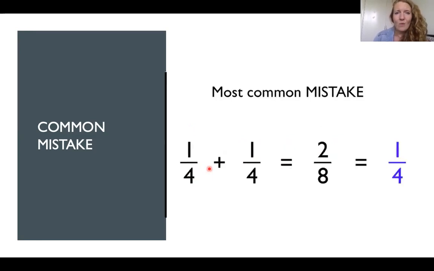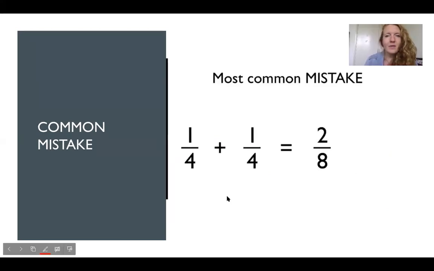The reason why this is a mistake, well, let's look at this. You're saying that a quarter plus a quarter is equal to 2/8. Now we've learned from our equivalent fractions that 2/8 is actually equivalent to a quarter. So you can't say that a quarter plus a quarter is equal to a quarter. So we know that that's wrong. Let's look at what the answer should be. So we know that a quarter plus a quarter is not equal to 2/8.